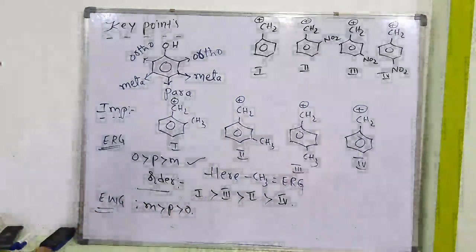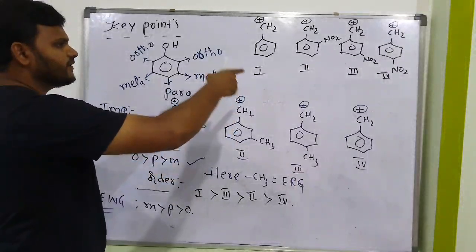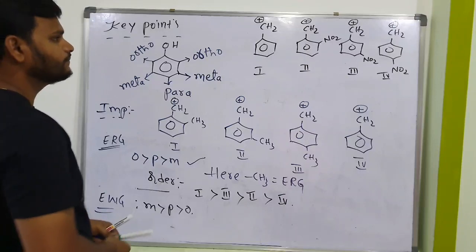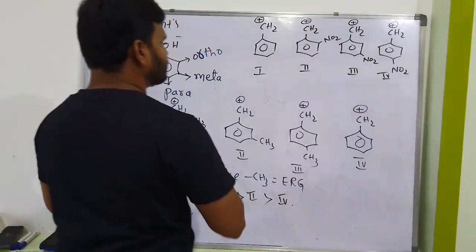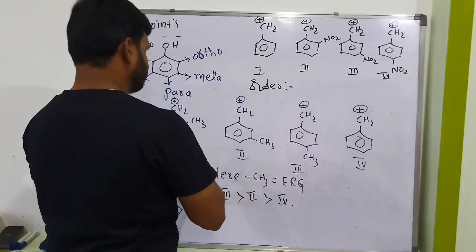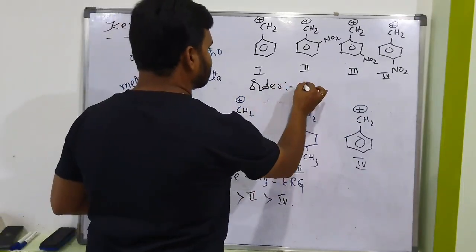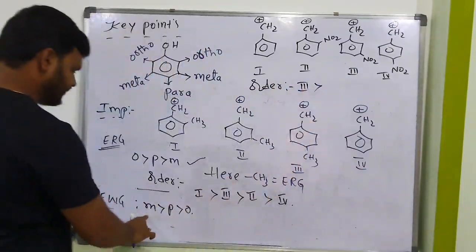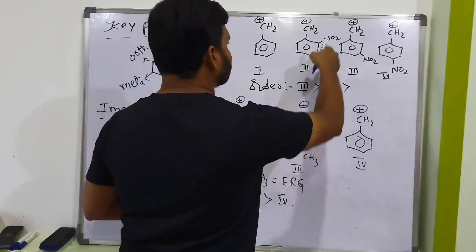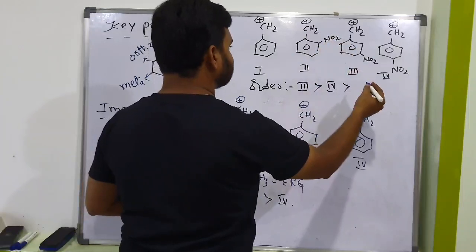Are you getting my point? So NO2 is nothing but a withdrawing group. So what is the answer? M. Where is M? Yeah, this is meta. So what is the order here? What is the correct order? M is nothing but the third one. Next to M, P. P is nothing but the fourth one. O is nothing but this one.